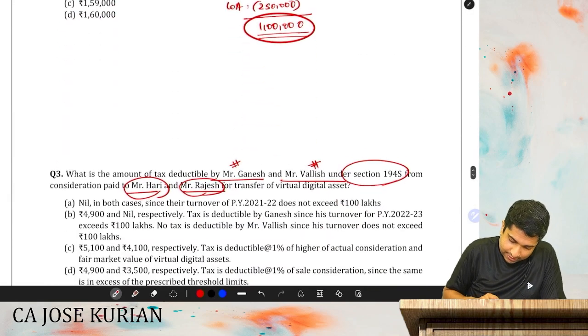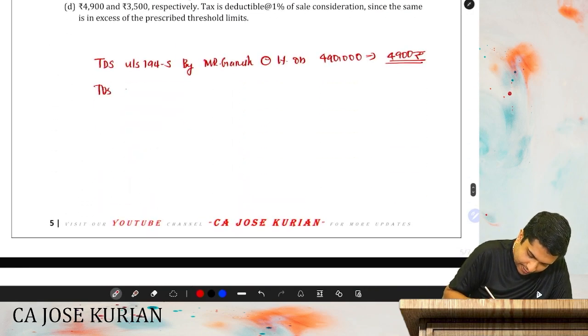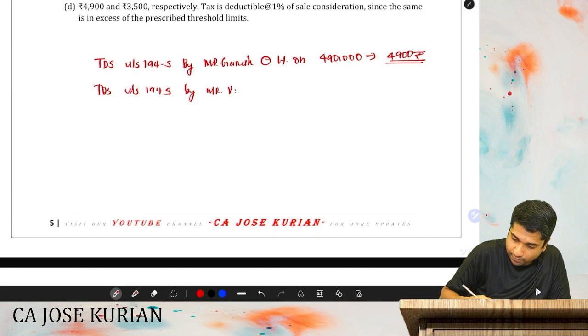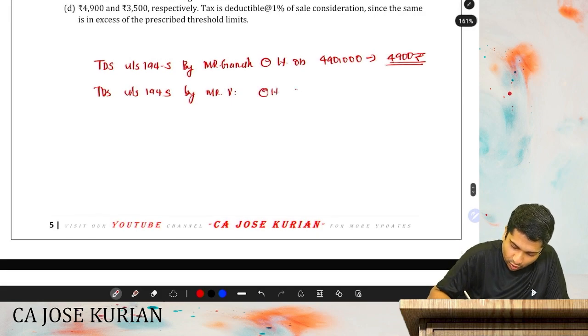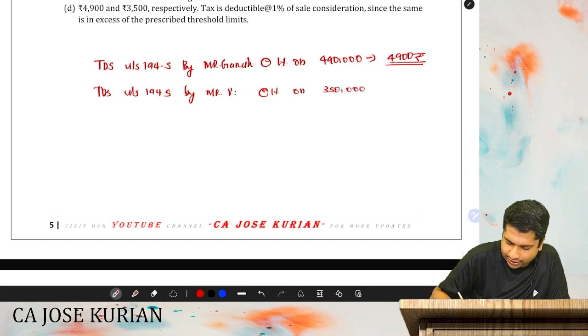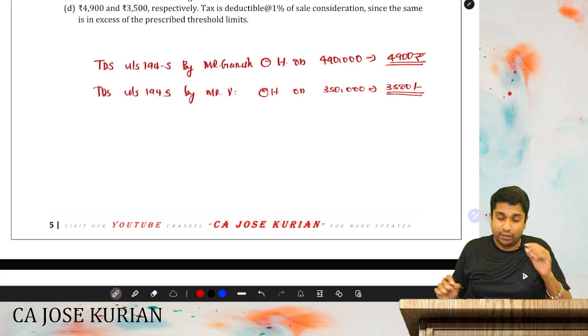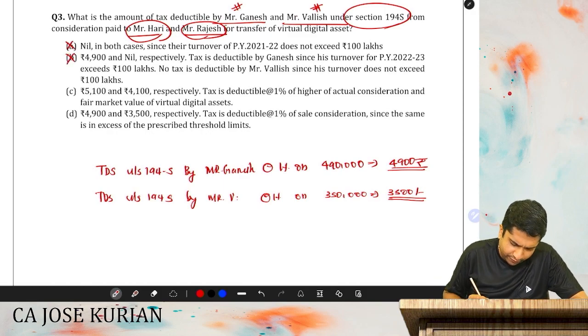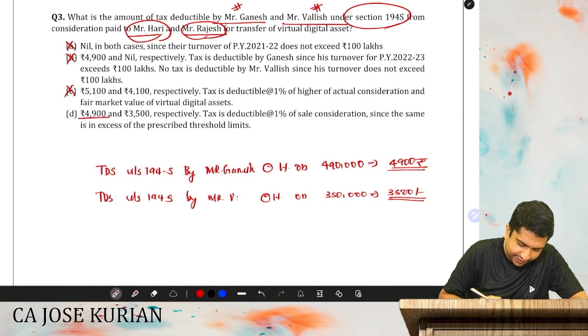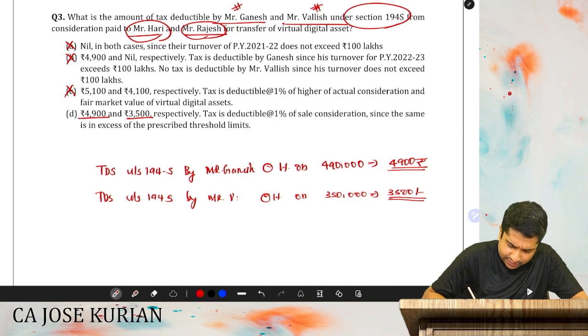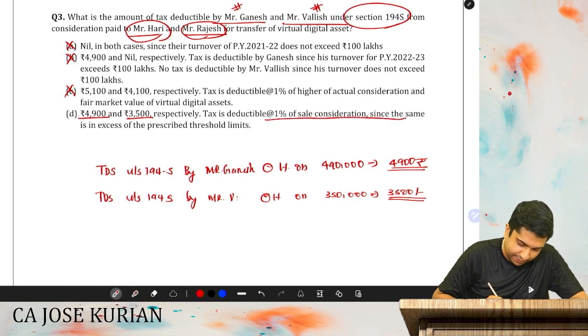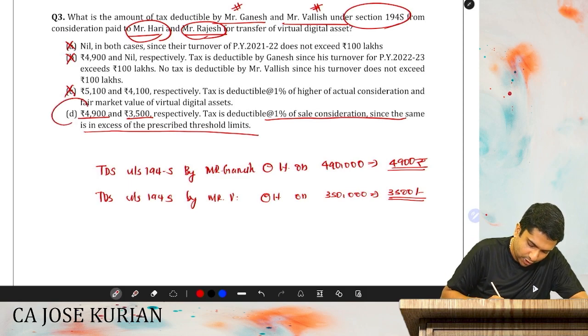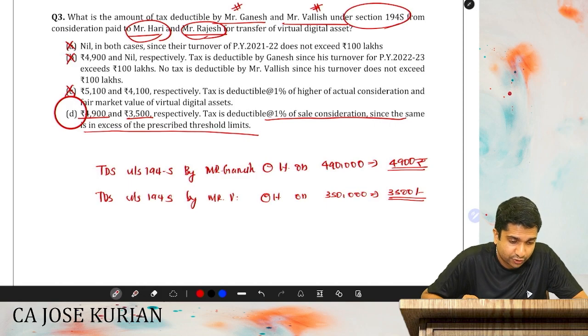So the answer shall be TDS under section 194S by Mr. Wallish at 1% on 3,50,000, and the amount shall be 3,500. That shall be the amount. Now let's find out the options we have. Option A, nil, no. 4,900 and nil, no. 5,100 and 4,100, no. 4,900 and 3,500 respectively. Tax is deductible at 1% of the sales consideration, since the same is in excess of the prescribed threshold limit, and the answer is option D. So option D is the answer for question number 3.